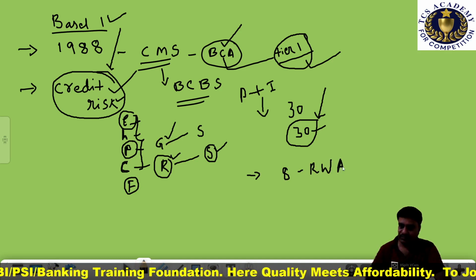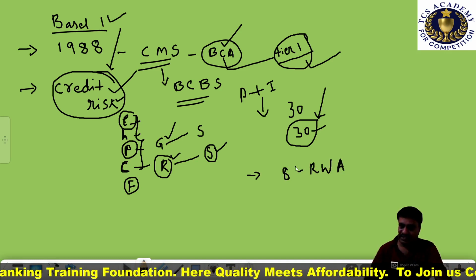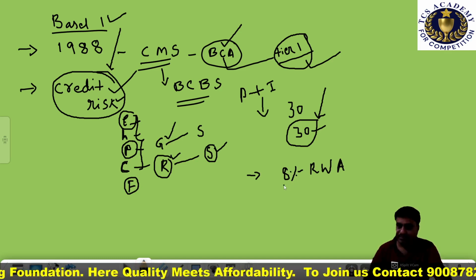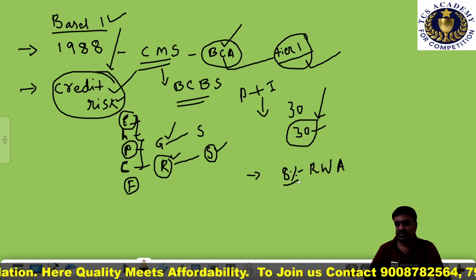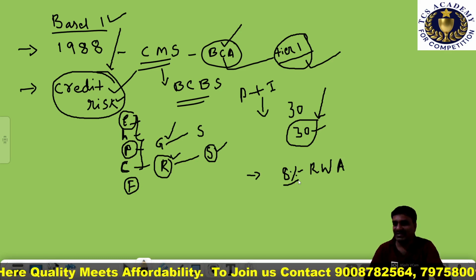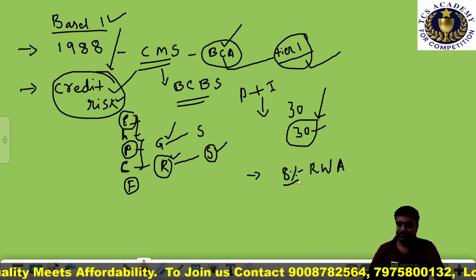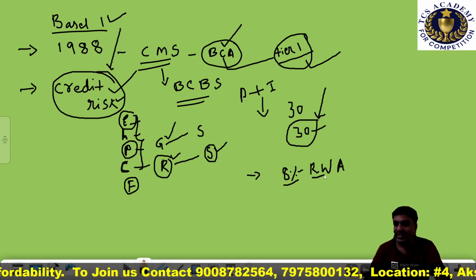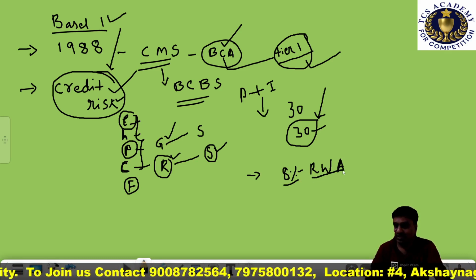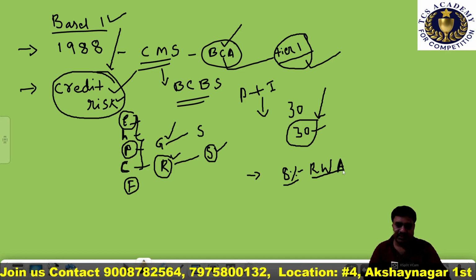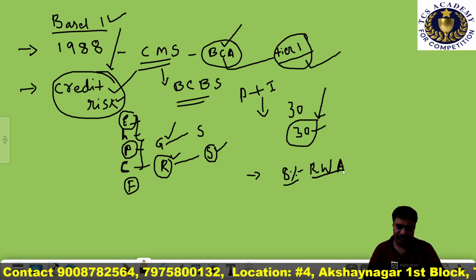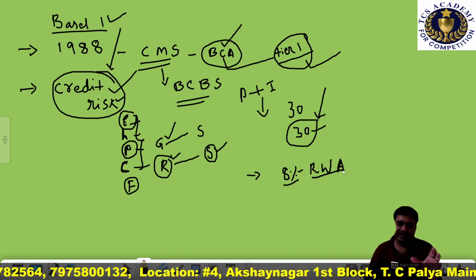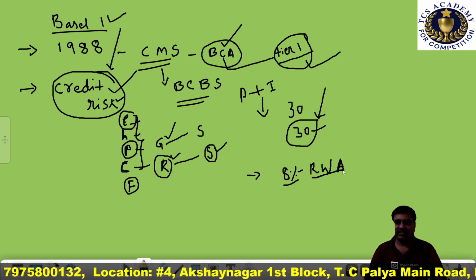How much? 8% capital, 8% capital reserve. Each and every commercial bank has to maintain with them whenever they have risk weighted assets. What are risk weighted assets? Risk weighted assets is nothing but the assets with different risk profiles.